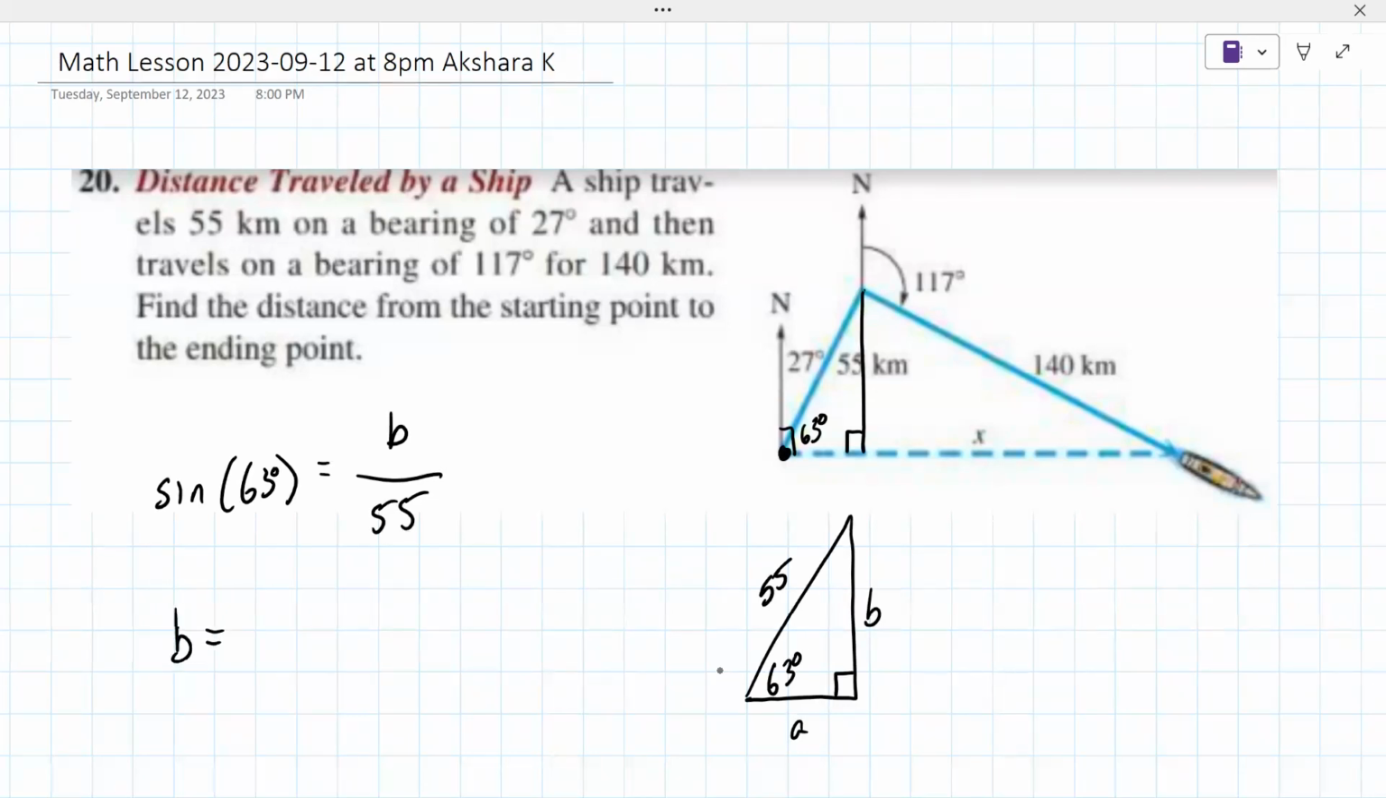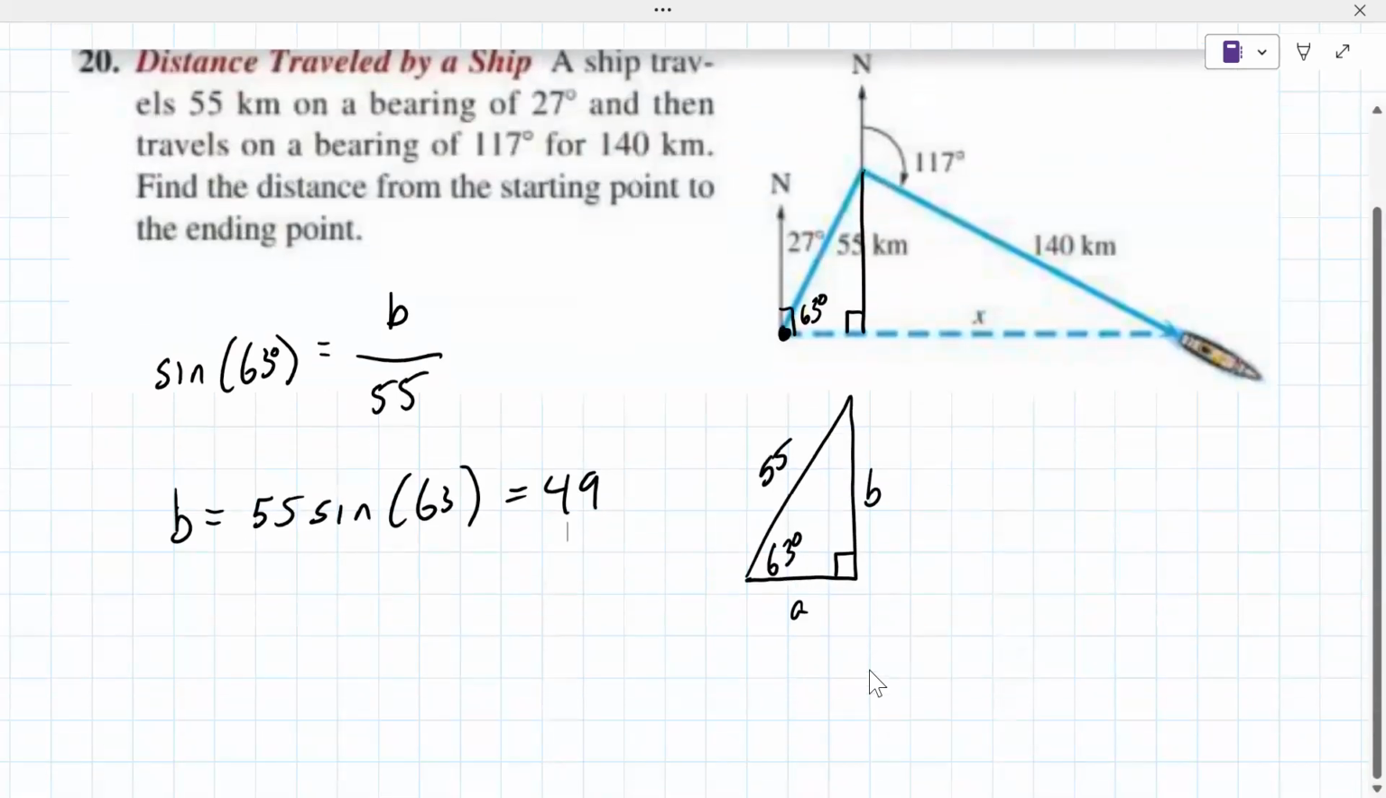To solve for B, it's 55 times sine of 63. Yes, and that's where you need a calculator. Make sure your mode is in degrees. It would be 49. I don't care about rounding, but your teacher might, so just keep in mind that could be an issue. It's 49.005.